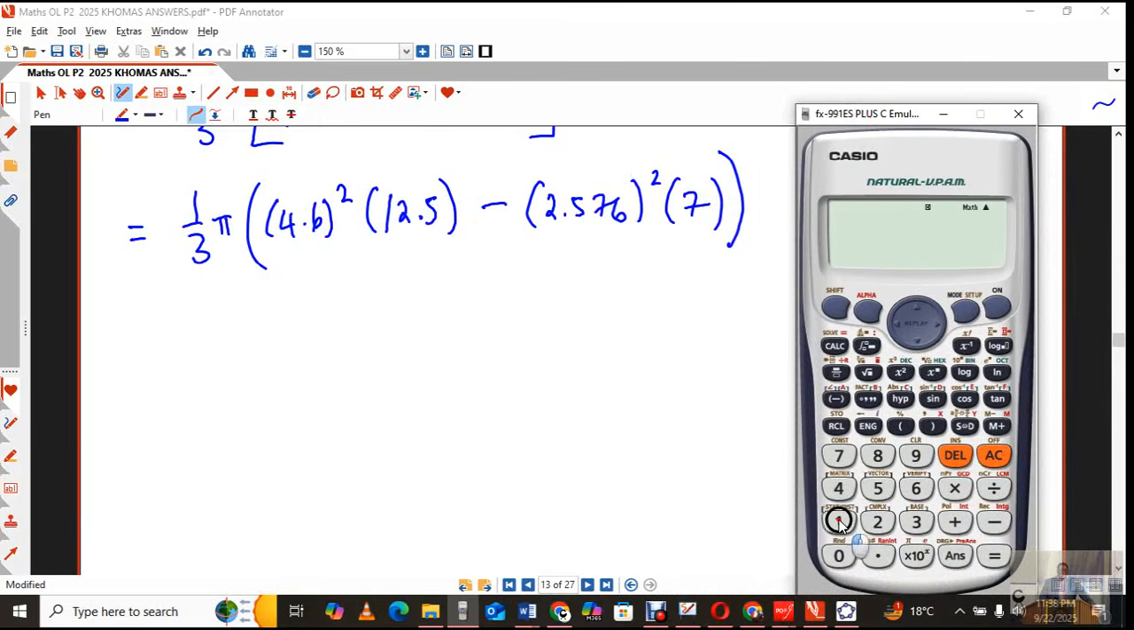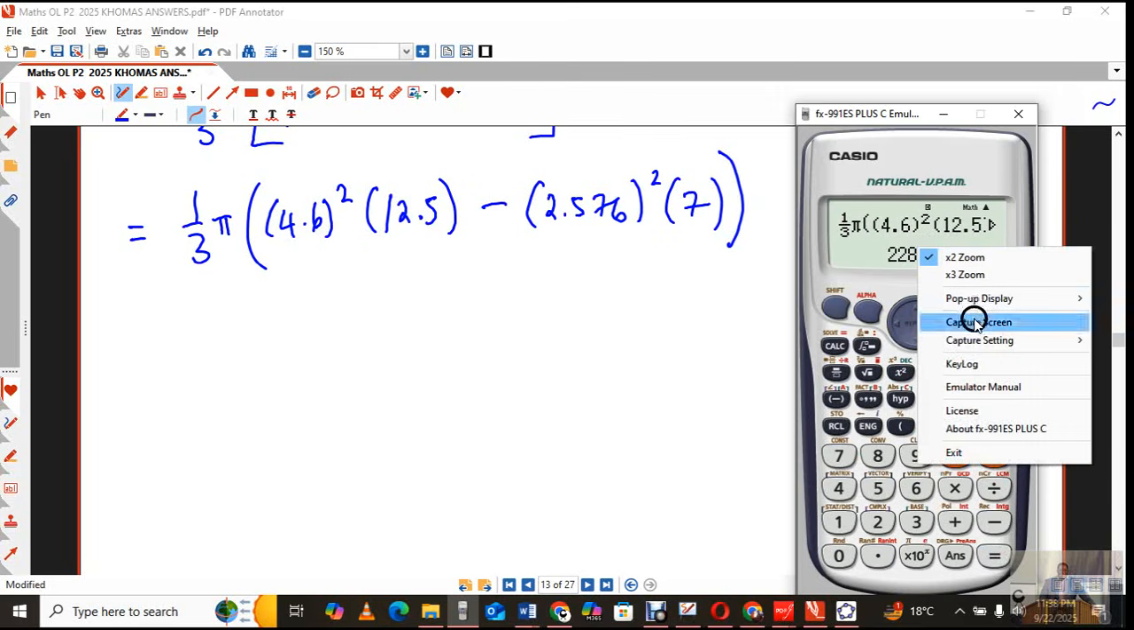Okay, so 1 over 3 pi, open bracket, 4.6 squared times 12.5, close bracket, minus, open bracket, 2.576 close bracket squared times 7, close bracket, hit equals. Okay, let's capture that.